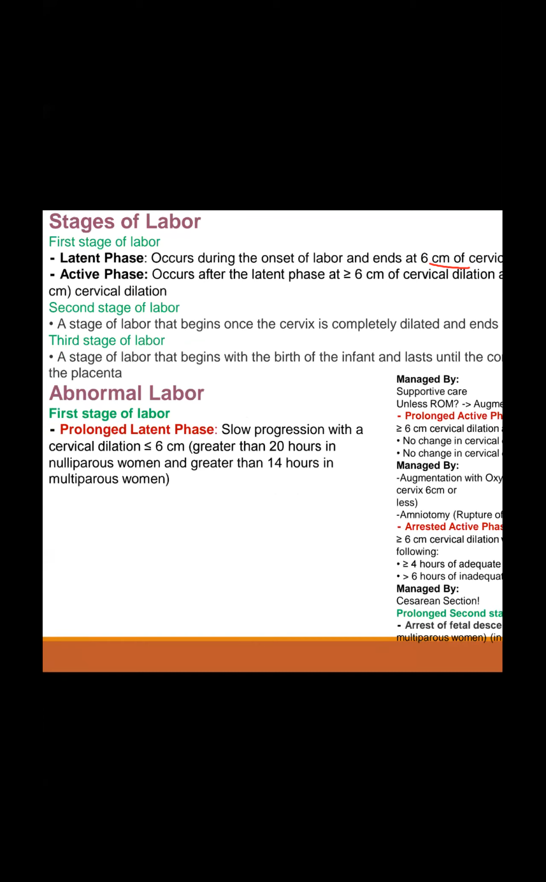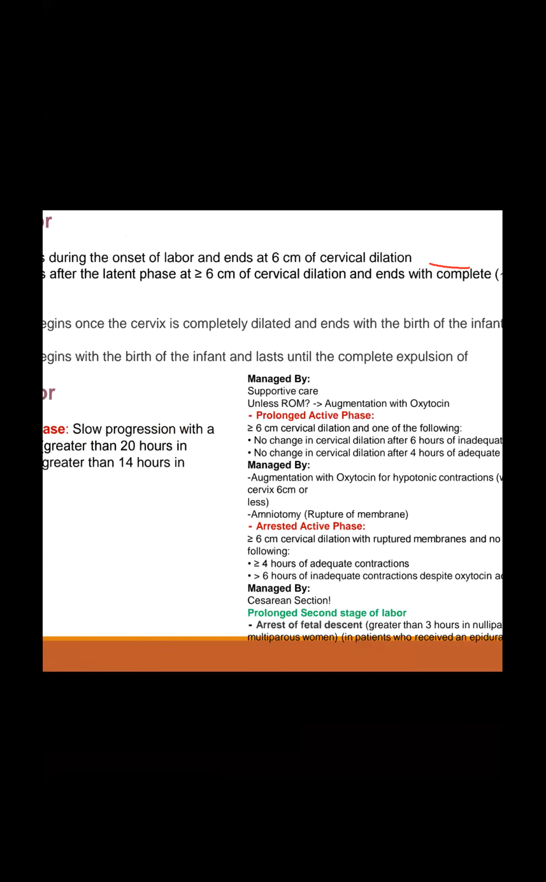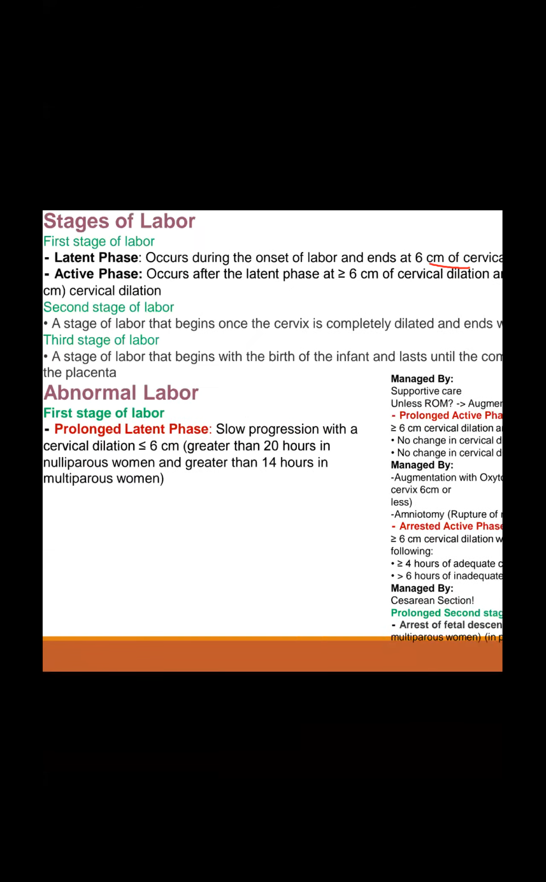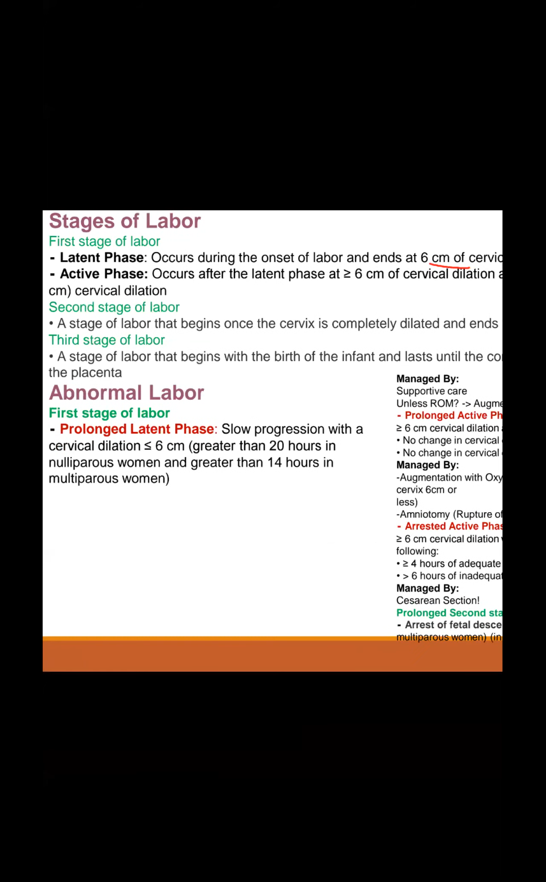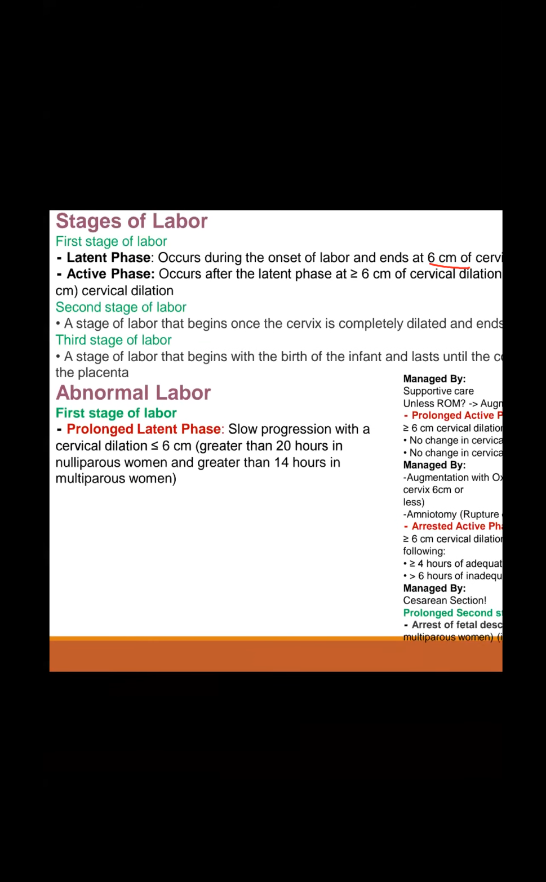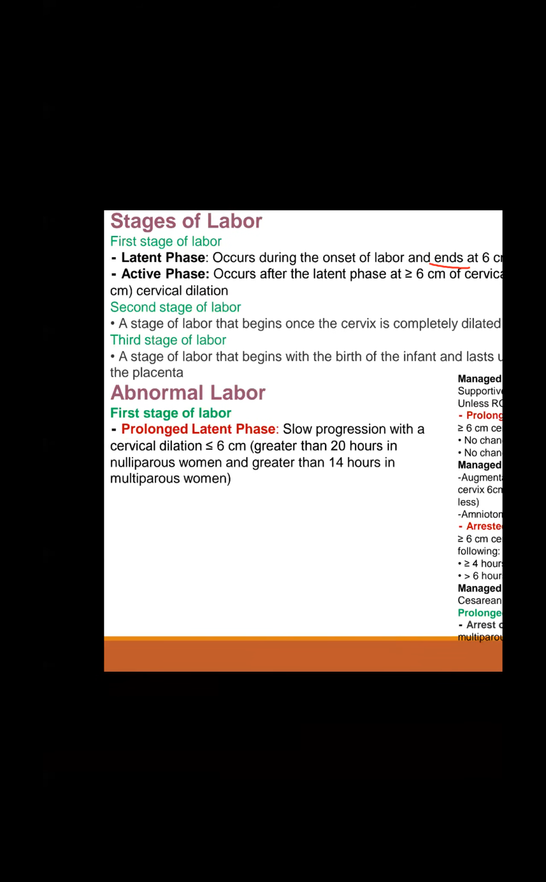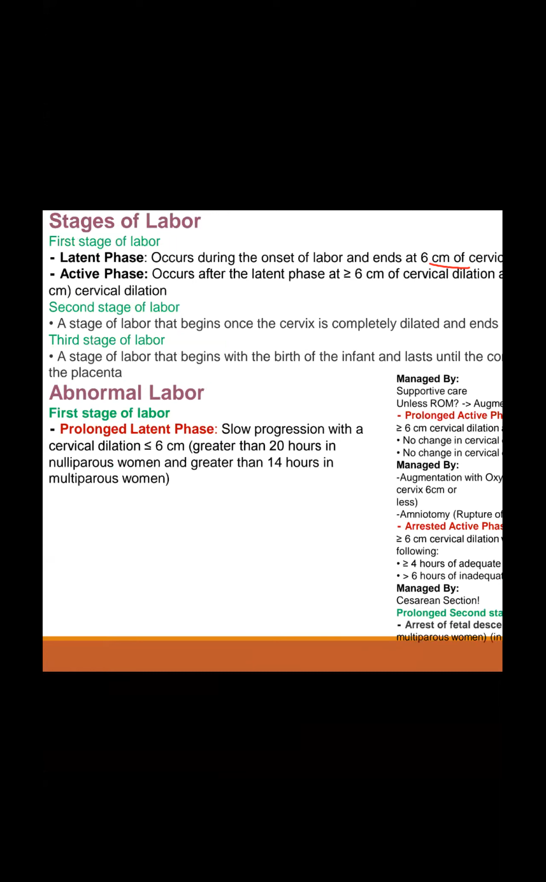Second stage of the labor means the cervix is completely dilated and ends with birth of the infant. It's the second stage. Third stage means after birth of the infant until complete expulsion of the placenta. So first, second, and third stage. When the placenta is fully expelled from the uterus, it is third stage. Till infant delivery is the second stage.